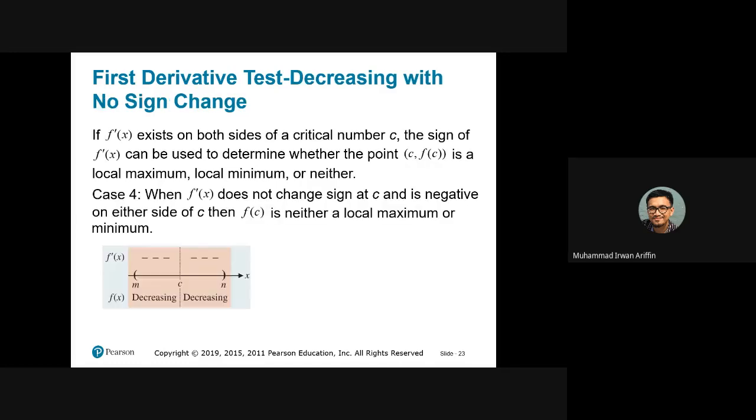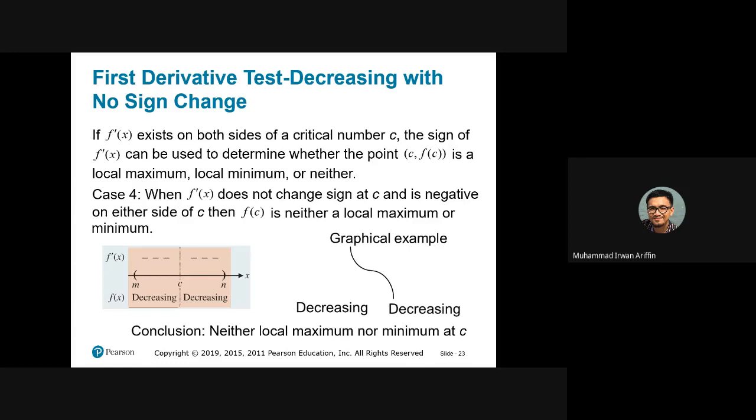And then case 4, this is when we have the other one. It continues to go down. So again, we have a case where we don't have a local minimum or a local maximum. So neither local maximum nor local minimum. Okay, so this would be the first derivative test.